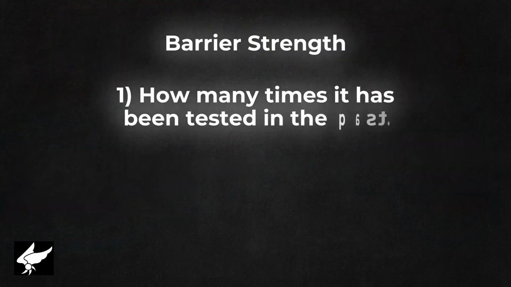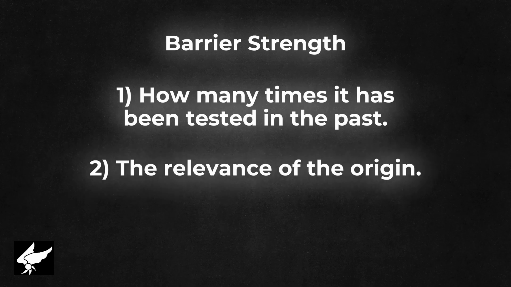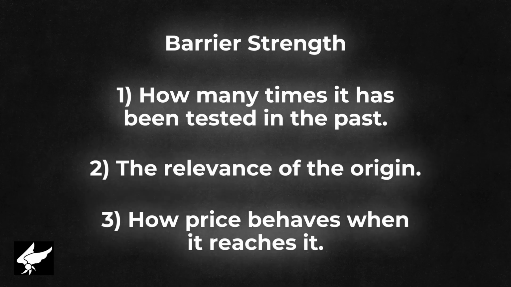You must pay attention to things like how many times this barrier has been tested in the past, the relevance of the barrier origin, and how price reacts to this barrier when it reaches it. These three elements must give you a good idea of whether the price barrier is strong enough. Keep in mind that there are many different types of price barriers. Some of them are obvious, like support and resistance lines, and some of them are not obvious at all, like frequency lines and different types of sloped lines.